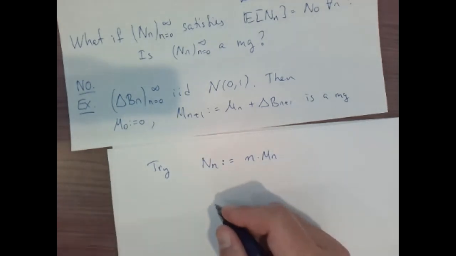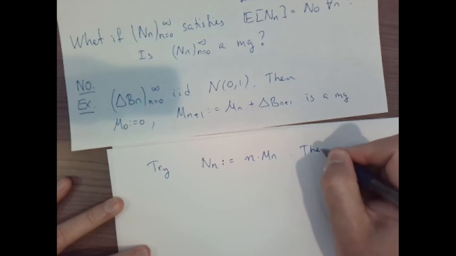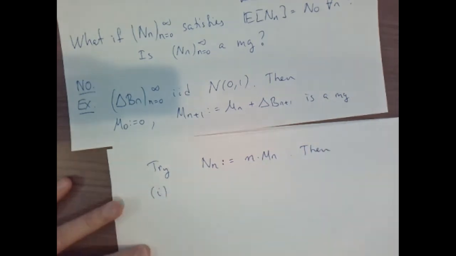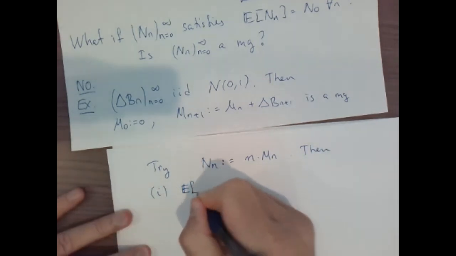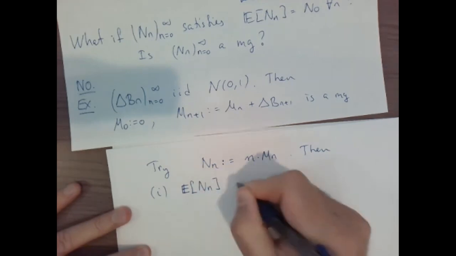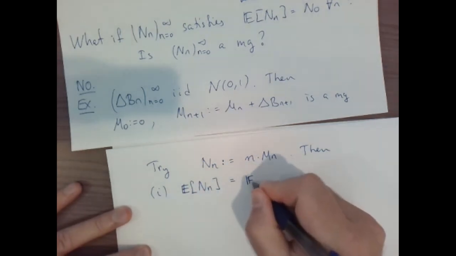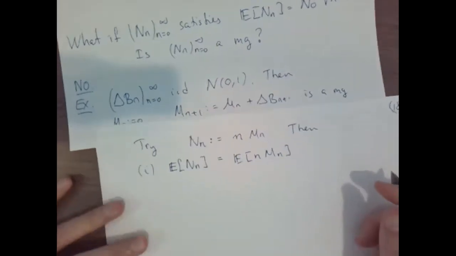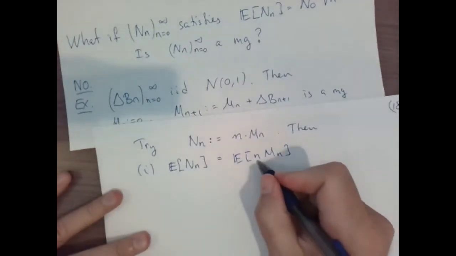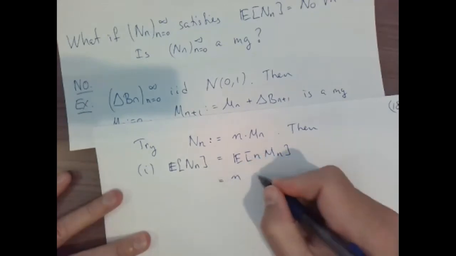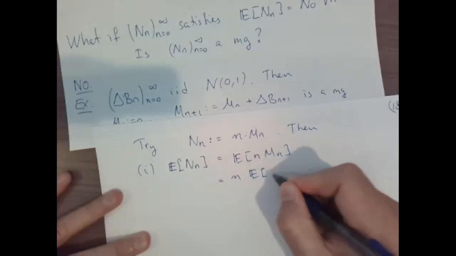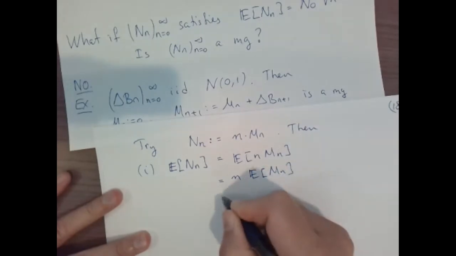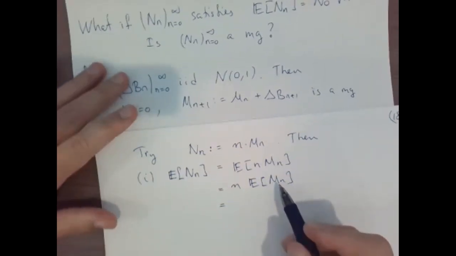Then what? Well, the first thing we observe is if I compute the expectation, this will be the expectation of N Mn. And this is a constant, it travels outside, and I'll get the expectation of Mn. Right, but Mn was given to be a martingale.